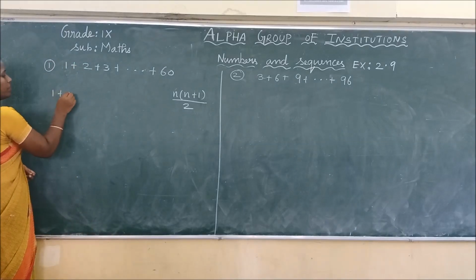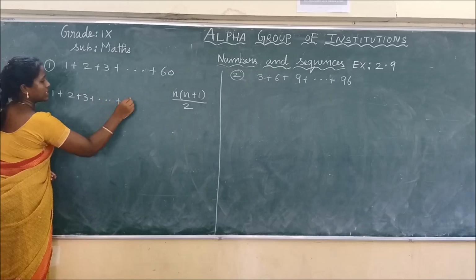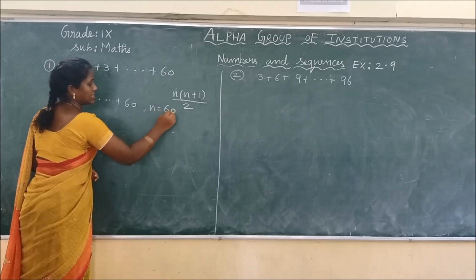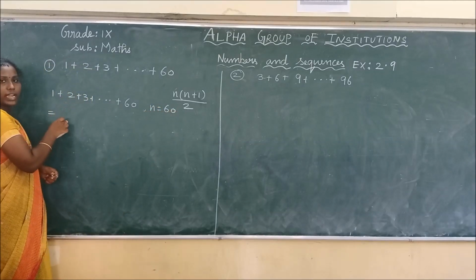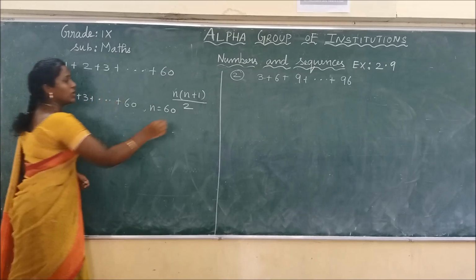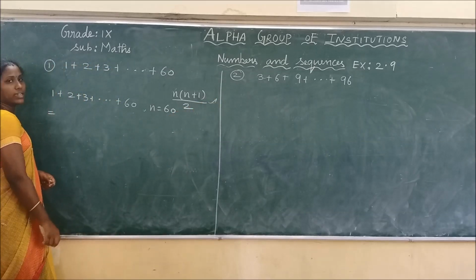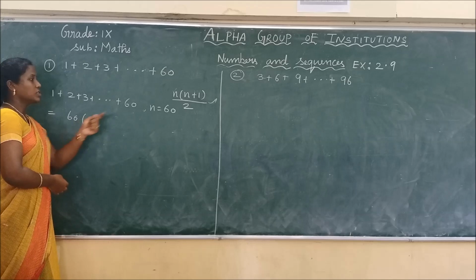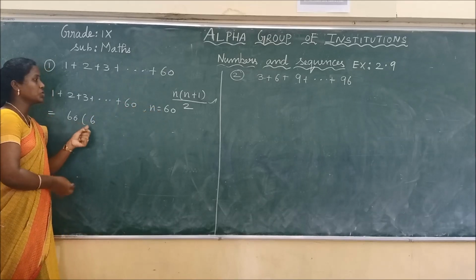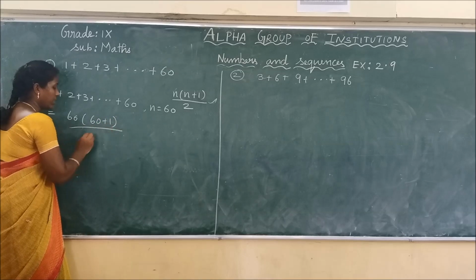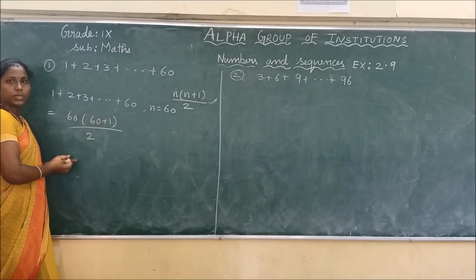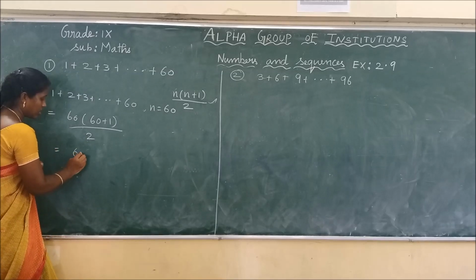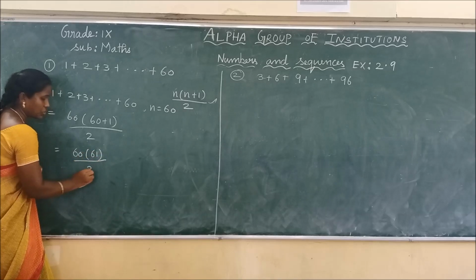So 1 plus 2 plus 3 plus etc. plus 60 is equal to, what is n here? The last number, so n we can take as 60. What is the formula? n into n plus 1 by 2. So substitute the value in this formula. What is n? 60. So 60 into 60 plus 1 by 2. After this it is only arithmetic, we know how to solve it, isn't it? Just solve and find the answer. So 60 into 61 by 2.